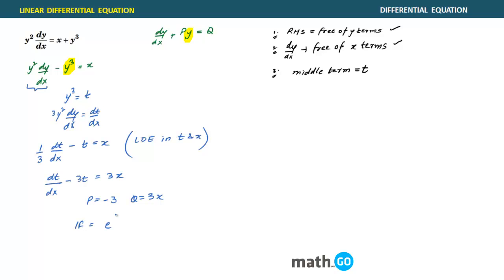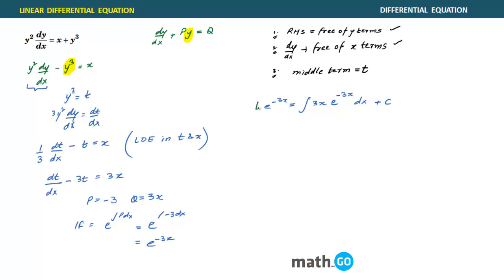Integrating factor would be e raised to power integral of p dx. It is e raised to power integral of minus 3 dx, which is nothing but e raised to power minus 3x. So the net answer then will be what? t into integrating factor, that is e raised to power minus 3x, is equal to integral of q into integrating factor. Q is 3x, integral of 3x into e raised to power minus 3x dx. That's it. Plus c, right? Yeah, this is the answer. So there is just a small error, this is not x, completely acceptable.